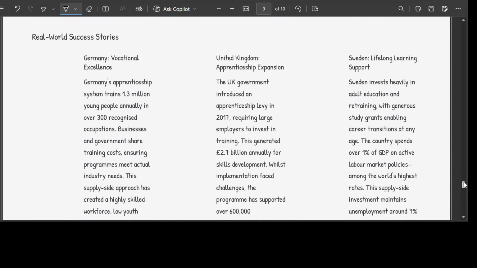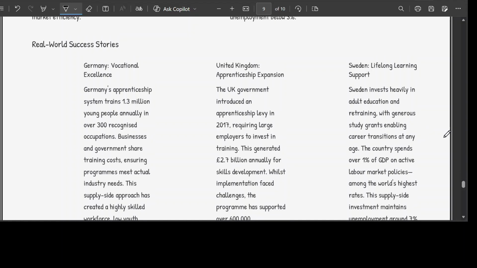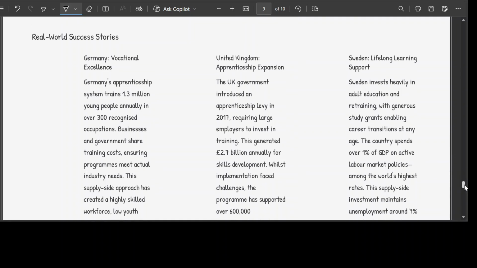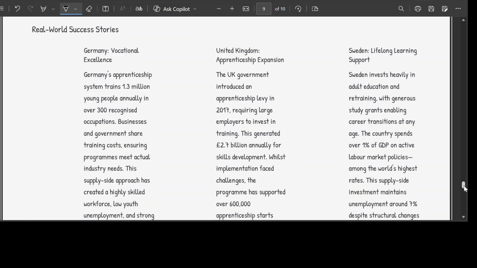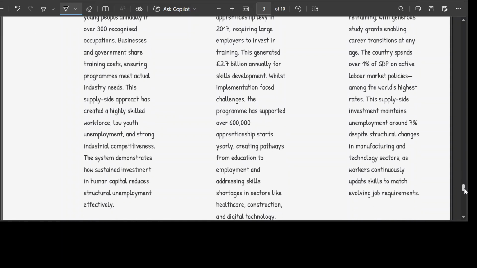There are different real world success stories which I have mentioned in this PDF. If you want, you can go through it. I have integrated some real world case studies so that this unemployment concept becomes more relatable, and it will help us build the quality of the content for essay writing questions for 15 markers in Paper 1 and Paper 2. So there's Germany, the vocational excellence, UK apprenticeship expansion, and Sweden, the lifelong learning support. So you can go through it.